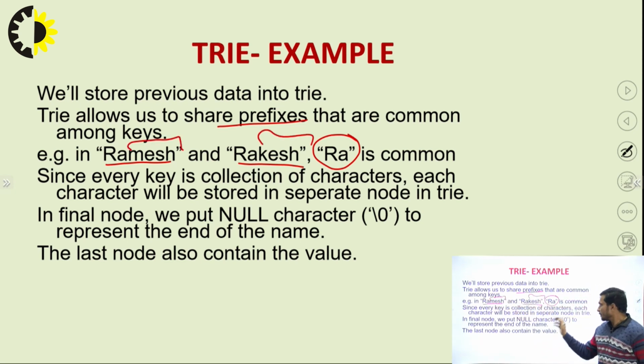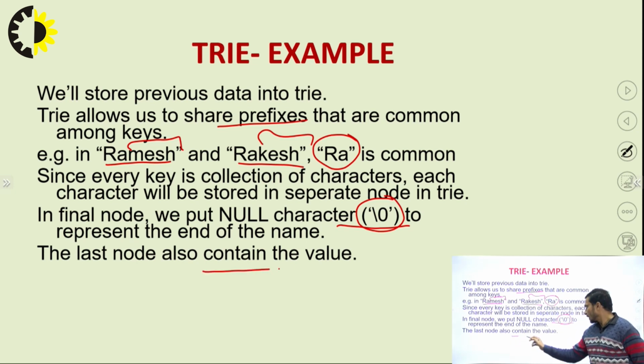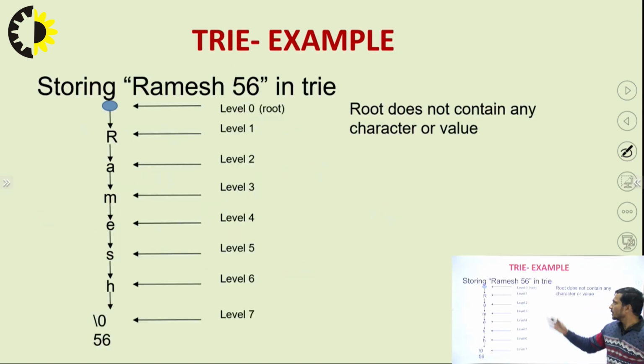At the end of this particular key, after storing the complete key, we can have two things. The first thing is a null character, which will represent the end of the key. This null value will be in your last node, the final node, and it will also contain the value, if the value is provided. So just take a look at how we are going to store this Ramesh 56 in the trie.